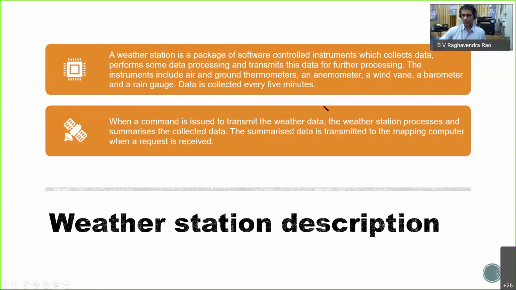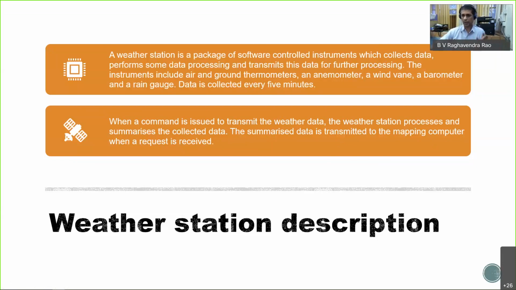Now, what are the requirements? So what is the server view? This basically is the data that it needs to process. Whenever a command is issued to transmit the weather data, the weather station processes and summarizes the collected data. The summarized data is transmitted to the mapping computer when a request is received. You can just imagine that the output of the function is the transmitted data.